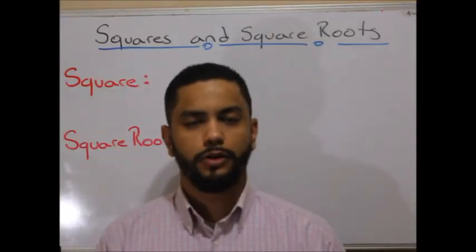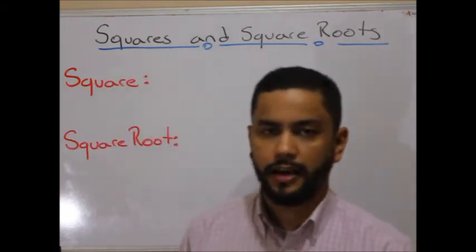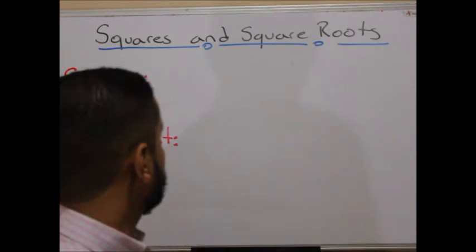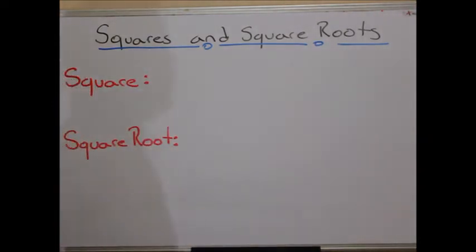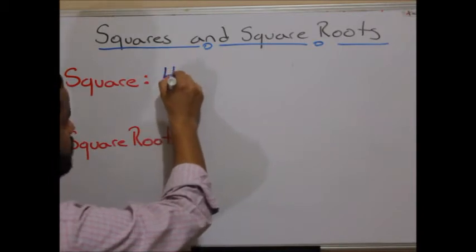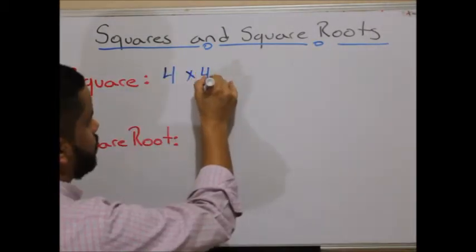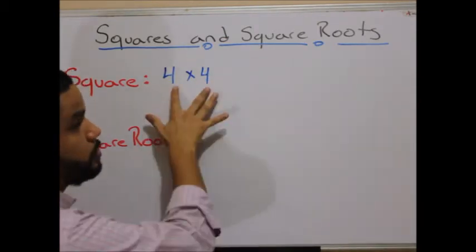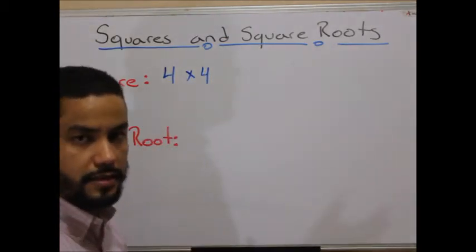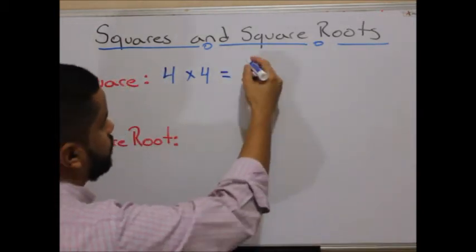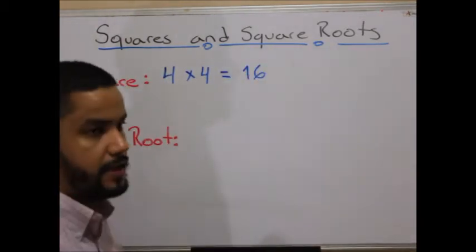Now it's time to talk about the squares and the square root. So the first thing that we're going to have here is the idea of a square. Let's see, if we're having 4 and we take that 4 again times 4, we're having there 2 number 4. That means that they are square. So 4 times 4 will be 16.